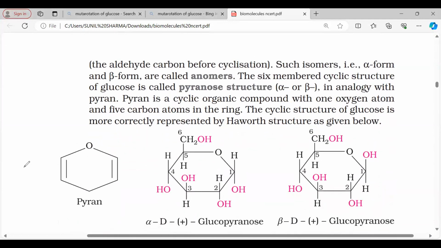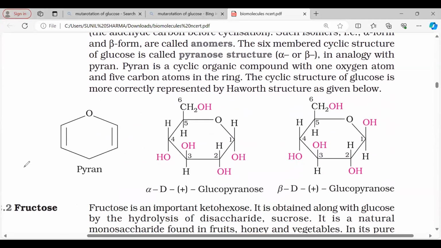Then we come to this. Now pyrene. Now look at the left, pyrene is a cyclic dash. Complete the statement. Pyrene is a cyclic ether. So you will see the cyclic structures of glucose resemble the pyrene. They have 5 carbons and 1 oxygen. So that's why we call it the pyranose structure.